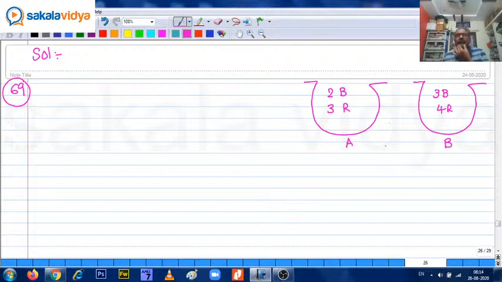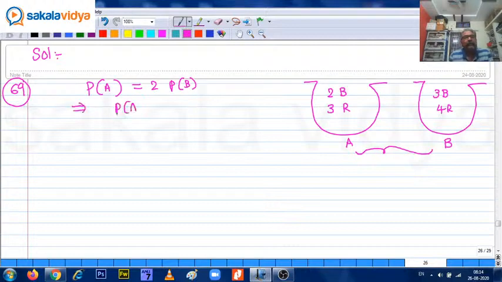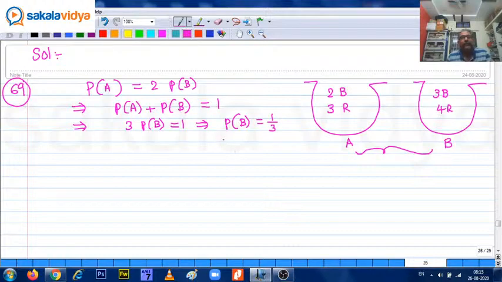So now first we need to select the bags. Condition is there. That means probability of selecting bag A, P of A, is equal to 2 times P of B. Only 2 events, so P of A plus P of B is equal to 1. Substituting, 3 P of B equals 1. P of B is 1/3, and P of A is double, 2/3.